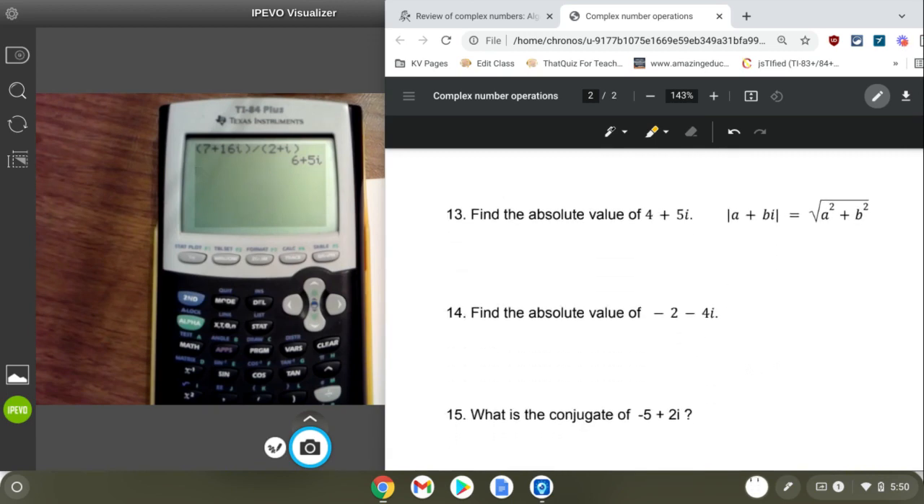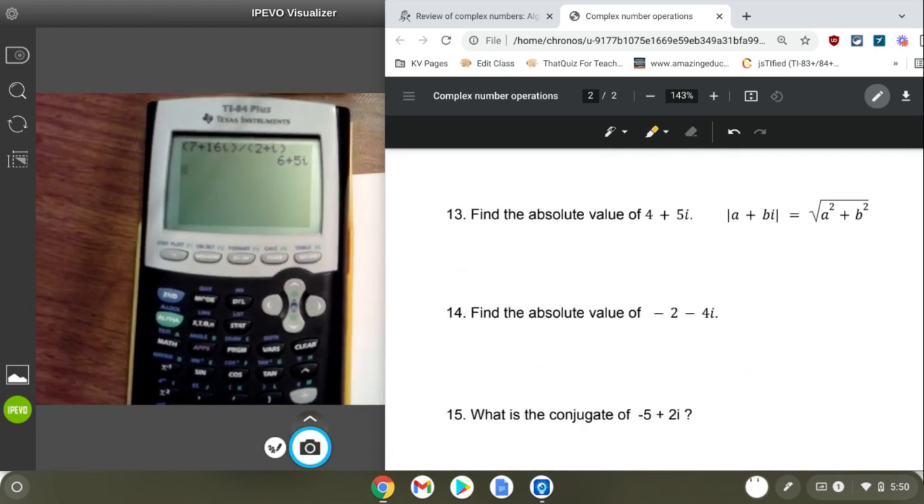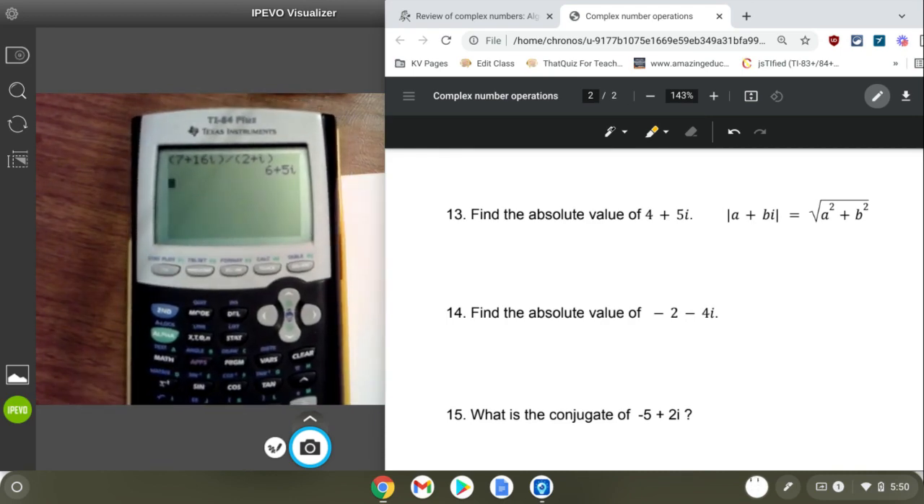All right, 13 and 14 on the absolute value. Probably want to write down this command. So to make the absolute value bars, you'll press math, and then arrow over to the right, and then abs. All right, and now we can do the absolute value of 4 plus 5i. 4 plus 5, and then the i. There we go. The other way to do it is to throw the 4 and the 5 into this little formula right here. Square root of 4 squared plus 5 squared. You'll see it gives you the same answer.